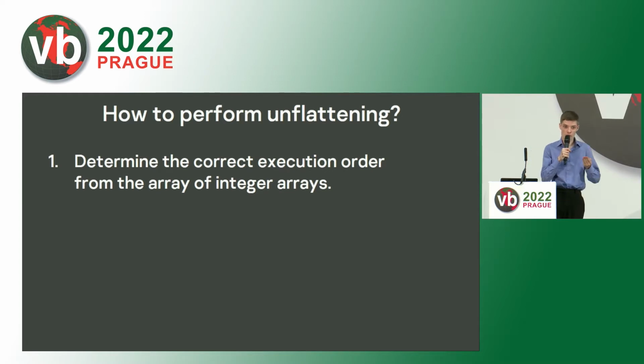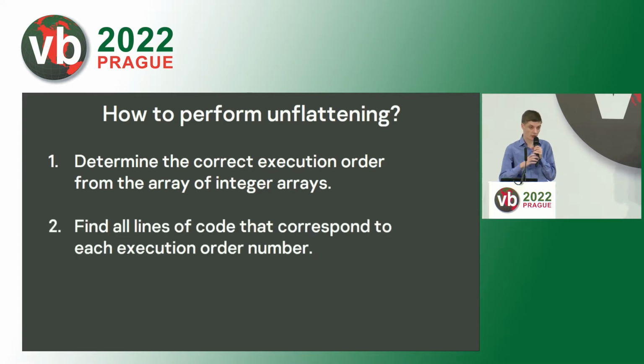This way, it will be way easier to code stuff. So as we remember, we are dealing with an execution order array of integers. We need to extract this array. After we do that, we need to match every number in the execution order array to lines of code that correspond to it. Let me show you an example.